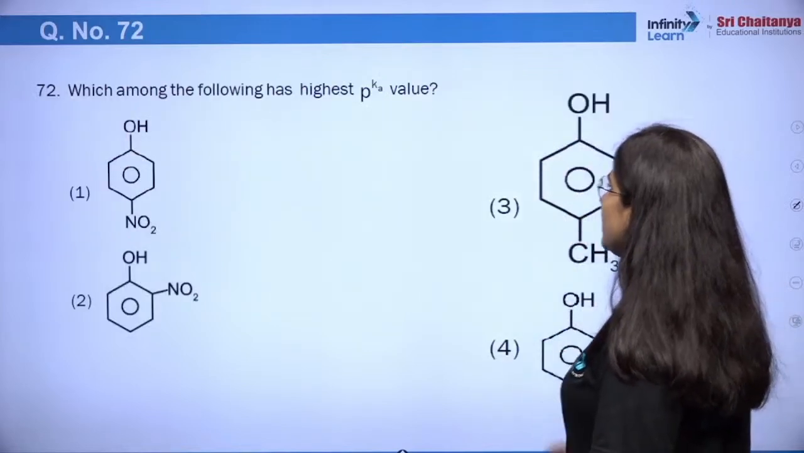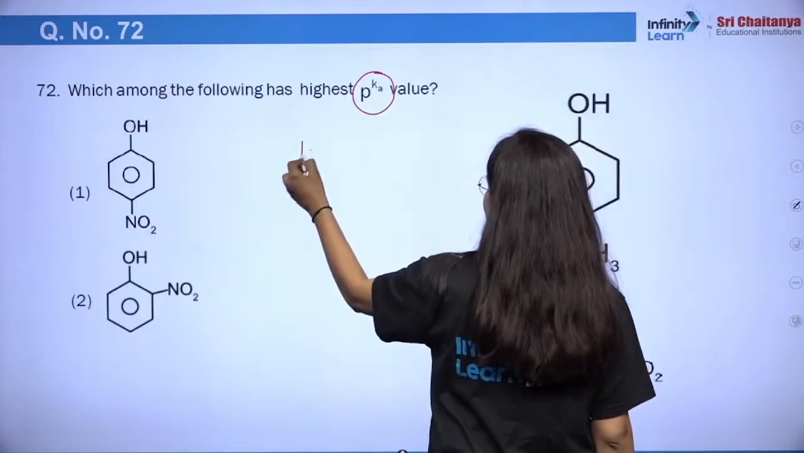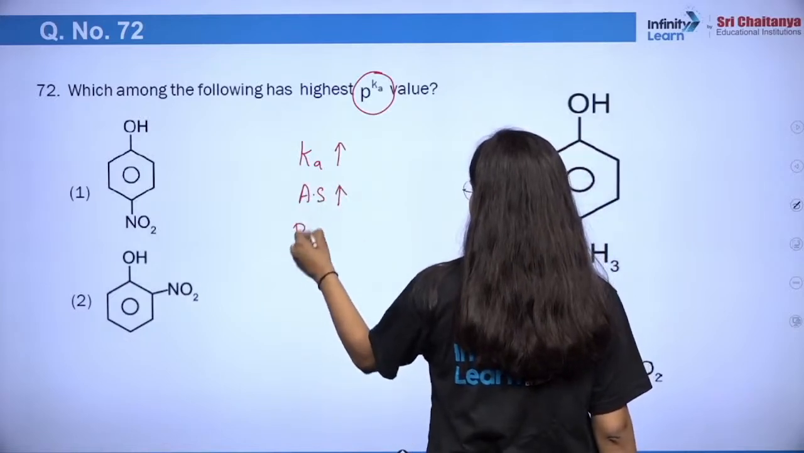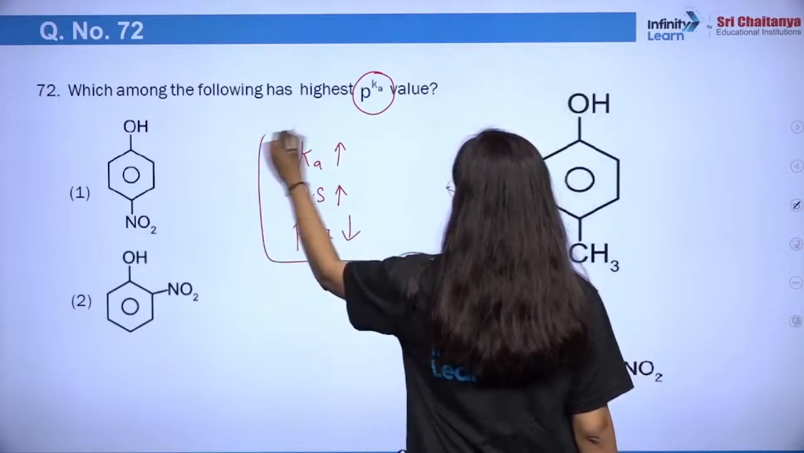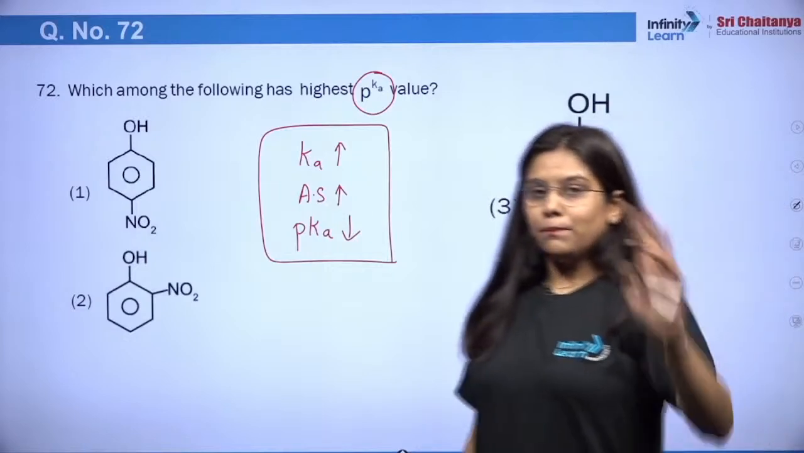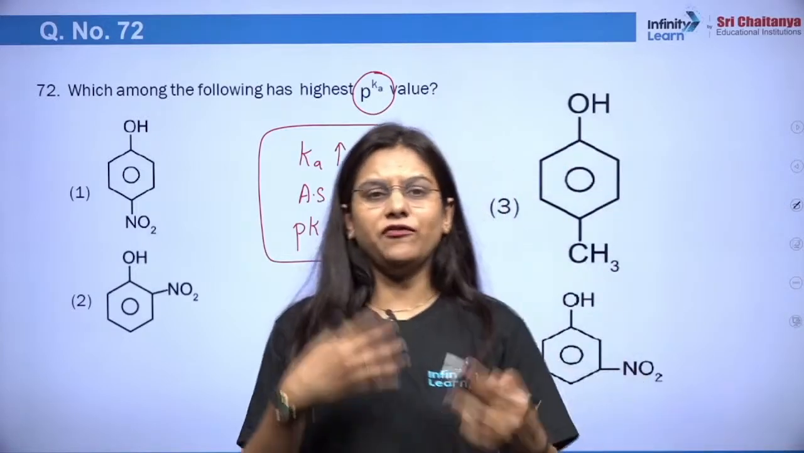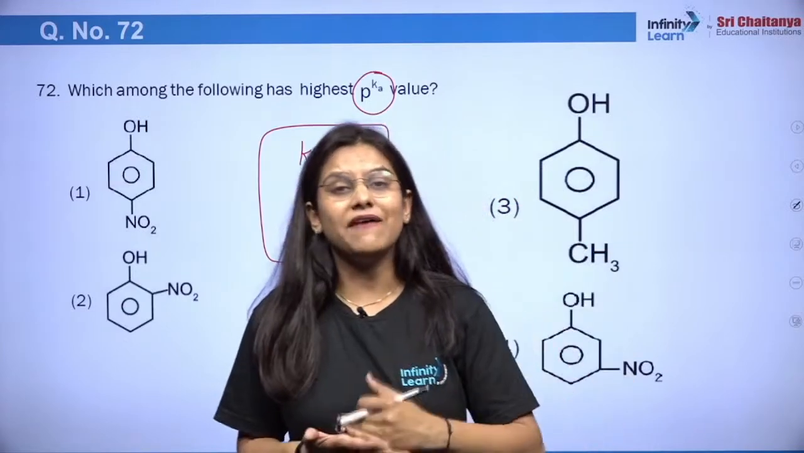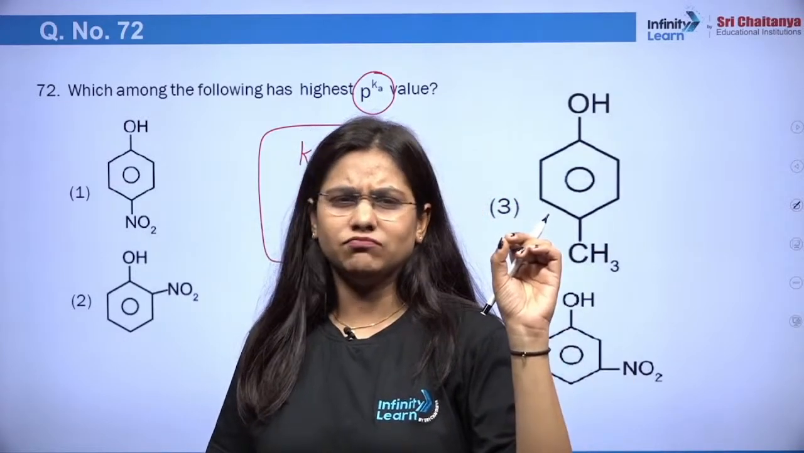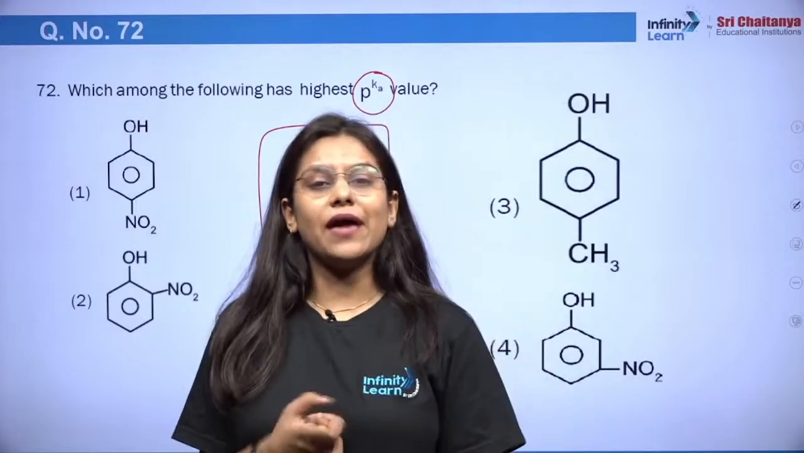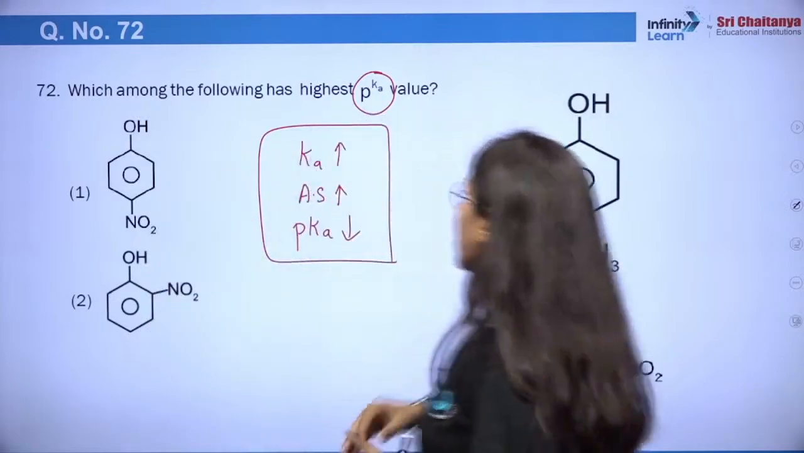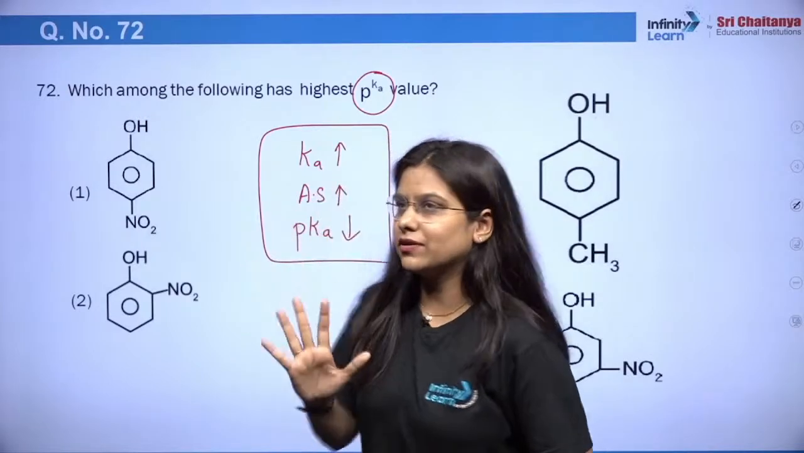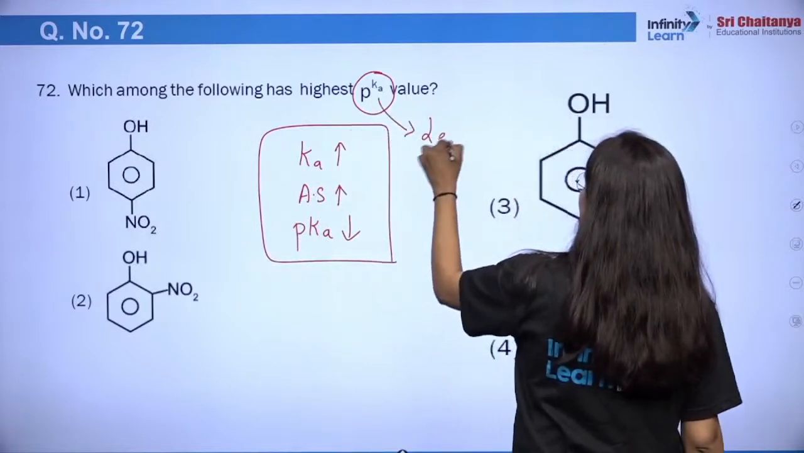Which of the following has the highest pKa value? Now you have to understand this. If Ka is more, then we can say the acidic character or acidic strength is more. For a strong acid, pKa has to be minimum. Remember this: Ka and pKa are always opposite. If the value of Ka is more, then the value of pKa is less. So for strong acids, Ka is more and pKa is less. Now, they are asking about the highest pKa value, which means they are asking about the compound which will be least acidic. So out of these, I need to identify the compound which is least acidic.